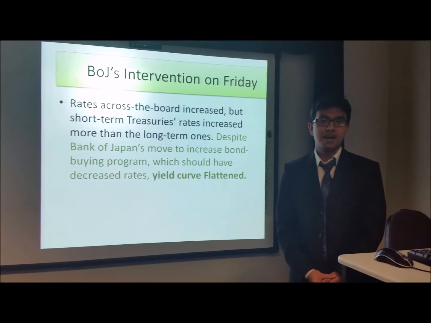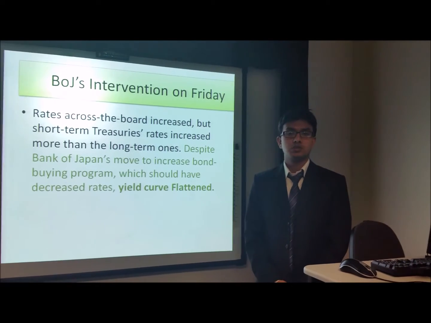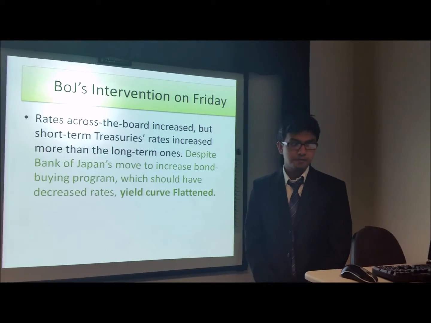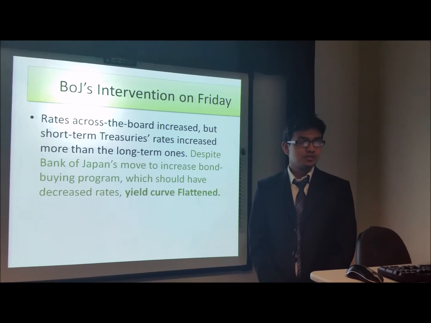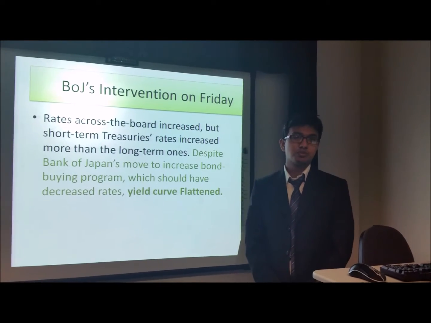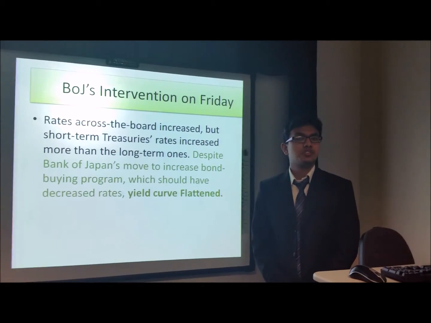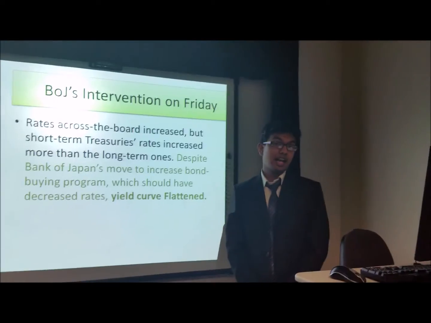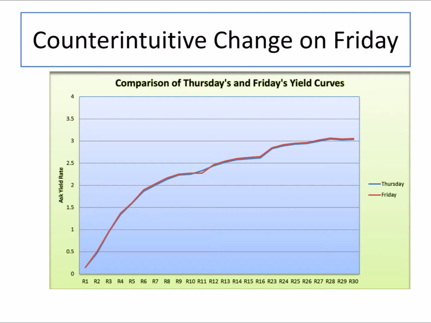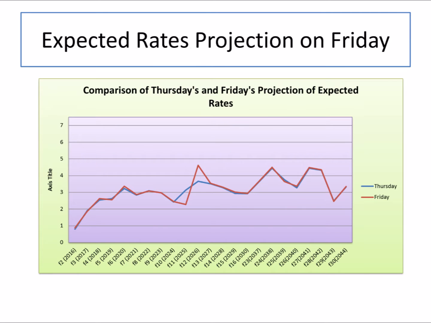On Friday, there was a Bank of Japan announcement that it will increase its bond buying program. Despite its move to increase such bond buying programs, which should have decreased rates across the board, the yield curve actually flattened. This is clearly counterintuitive because rates should have rather increased. The expected one-year rates have lots of volatility, especially for year 9, 10, and 11. The market is reacting more forcefully to the 10-year note rate after Wednesday's FOMC announcement.